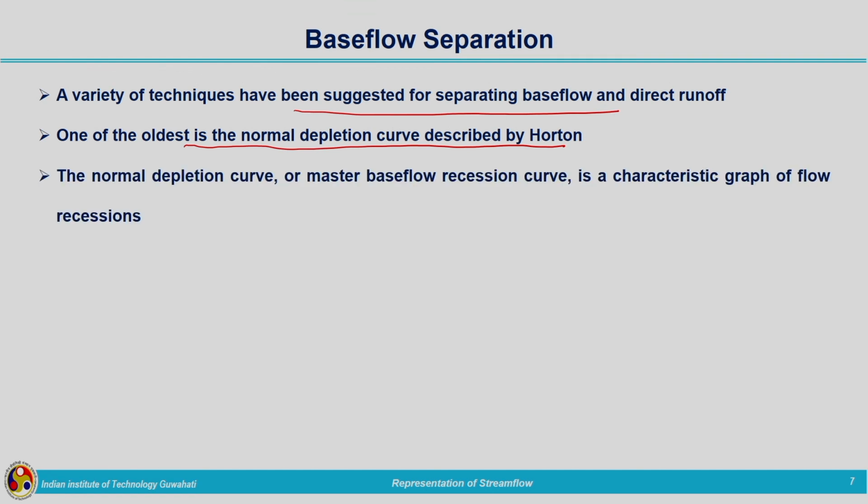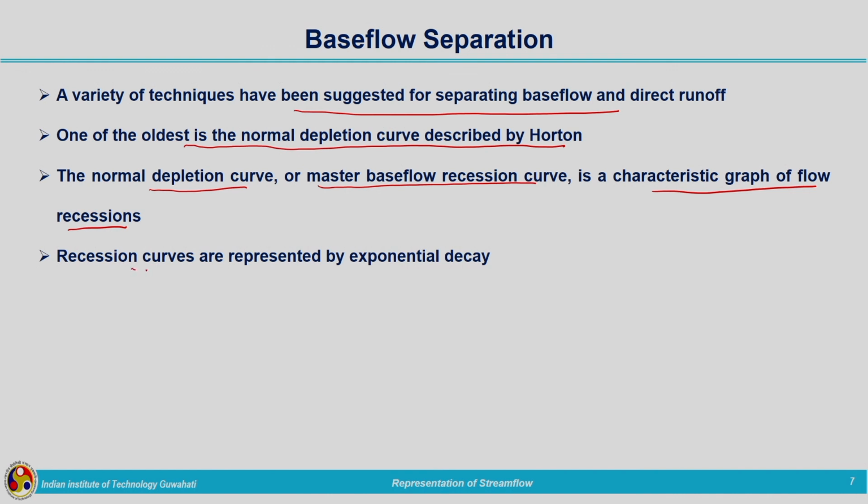So, what is this normal depletion curve? The normal depletion curve or the master base flow recession curve is a characteristic graph of flow recessions. It is representing the flow recessions. So, recession curves have been represented by means of an exponential decay, which is given by the formula Qt = Q0 e^(-t/K).